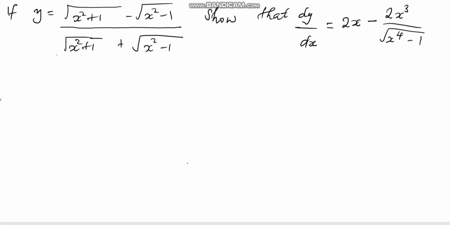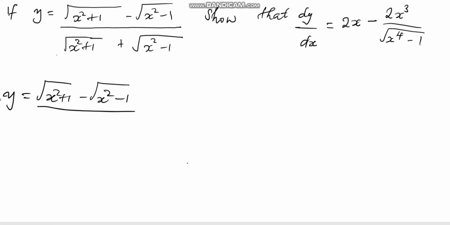So here we have y is equal to the root of x squared plus 1 minus the root of x squared minus 1. Then we divide this by the root of x squared plus 1 plus the root of x squared minus 1. So we rationalize the denominator, we find its conjugate, then make a fraction of itself.